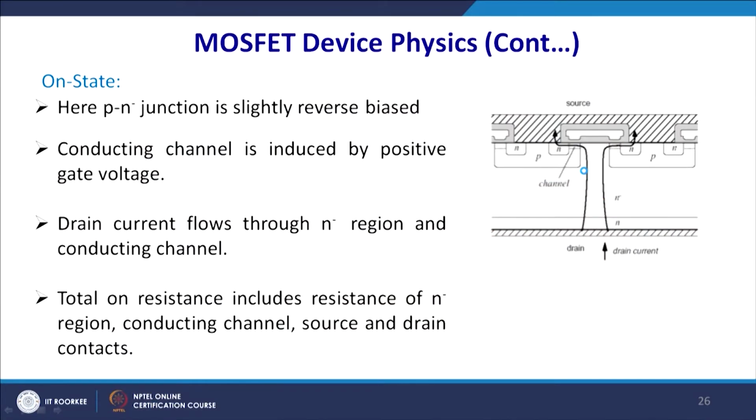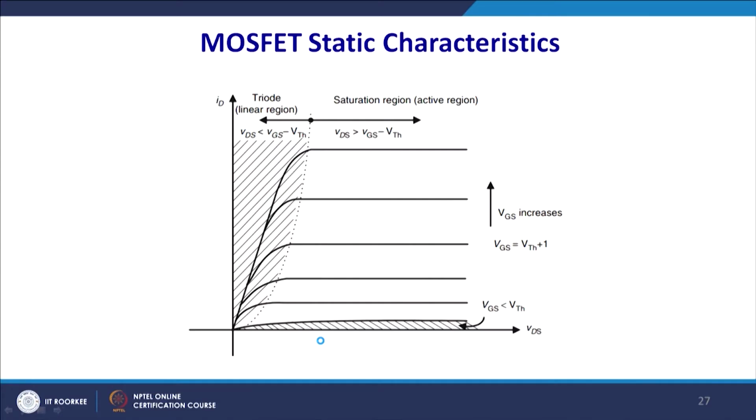The PN junction is slightly reverse biased. The conducting channel is induced by the positive gate voltage in the case of an N channel MOSFET. Drain current flows through the N region and the conducting channel. Total resistance includes the resistance of the N region, the conducting channel and the source. But doping is so high that the resistance of these devices is quite low, in the milliohm range. So, this is the typical characteristic of the MOSFET which you have studied in analog electronics.